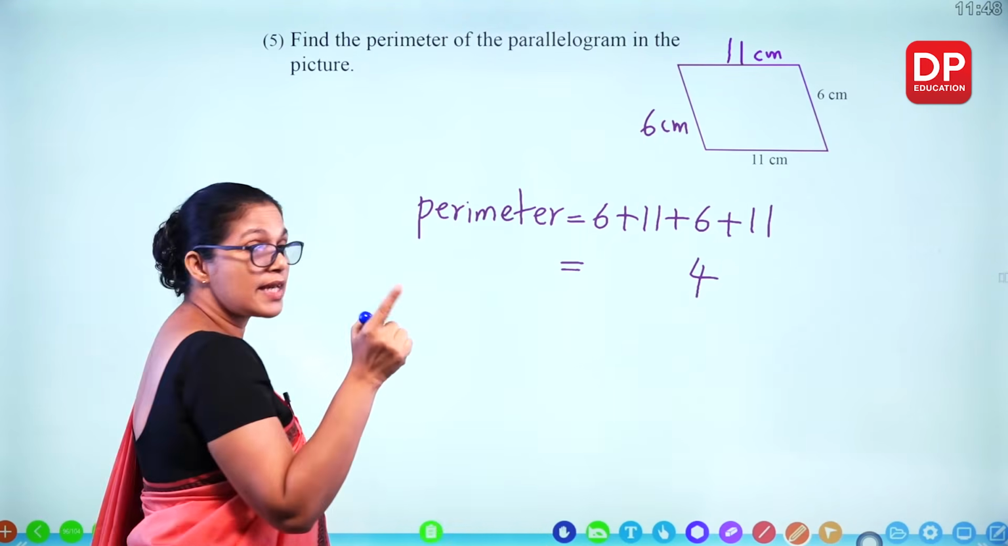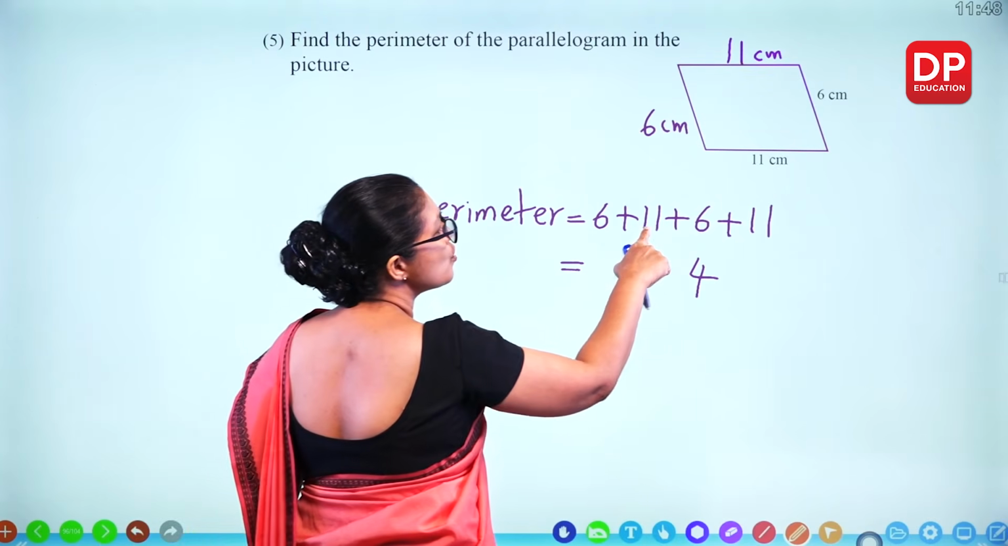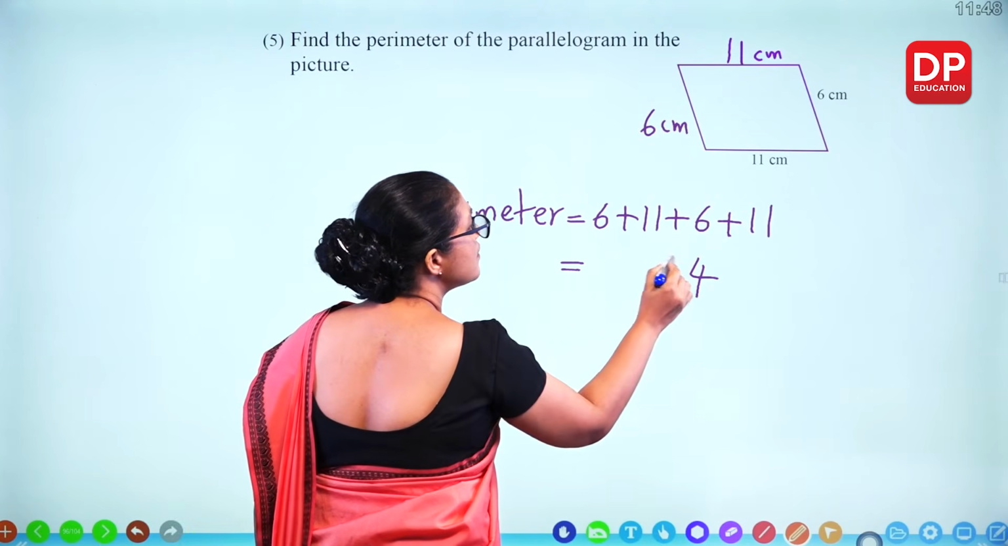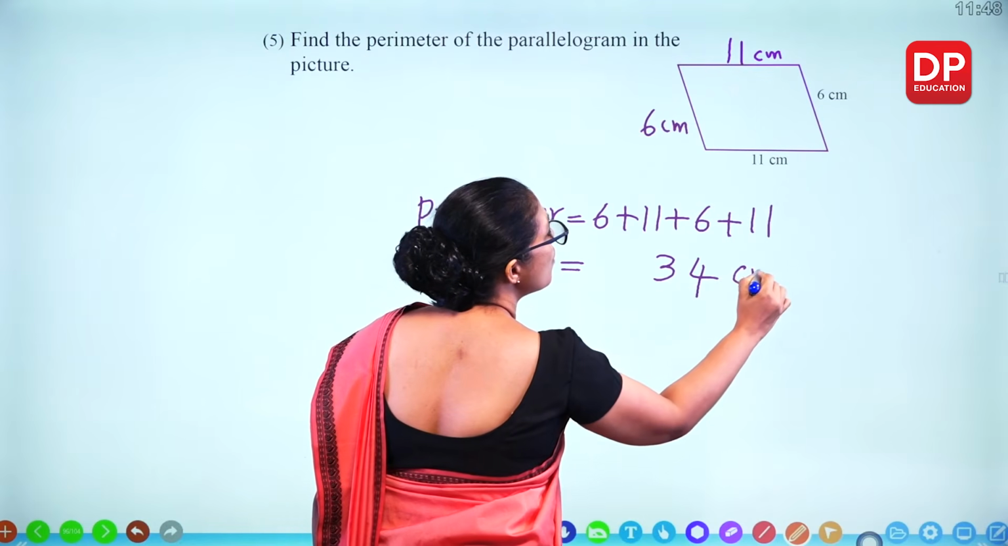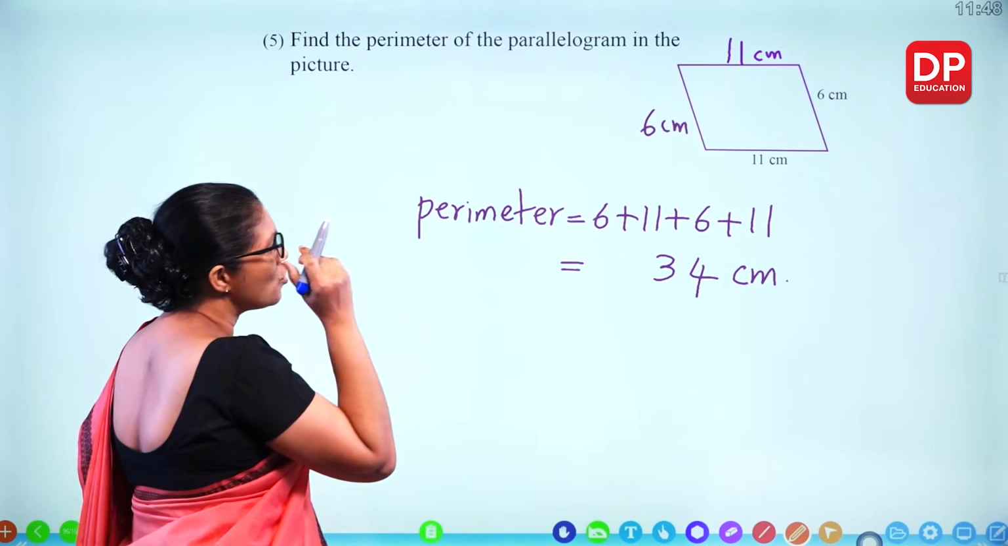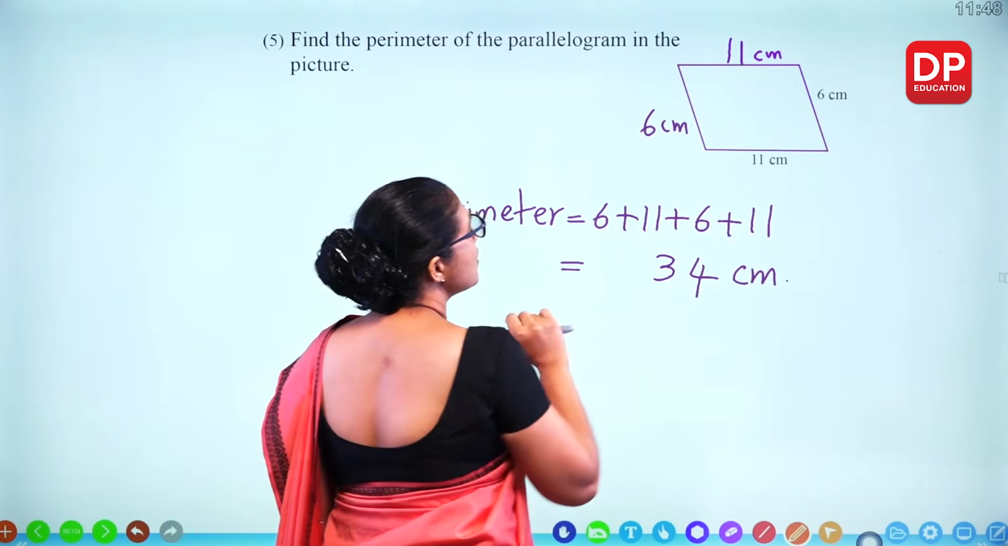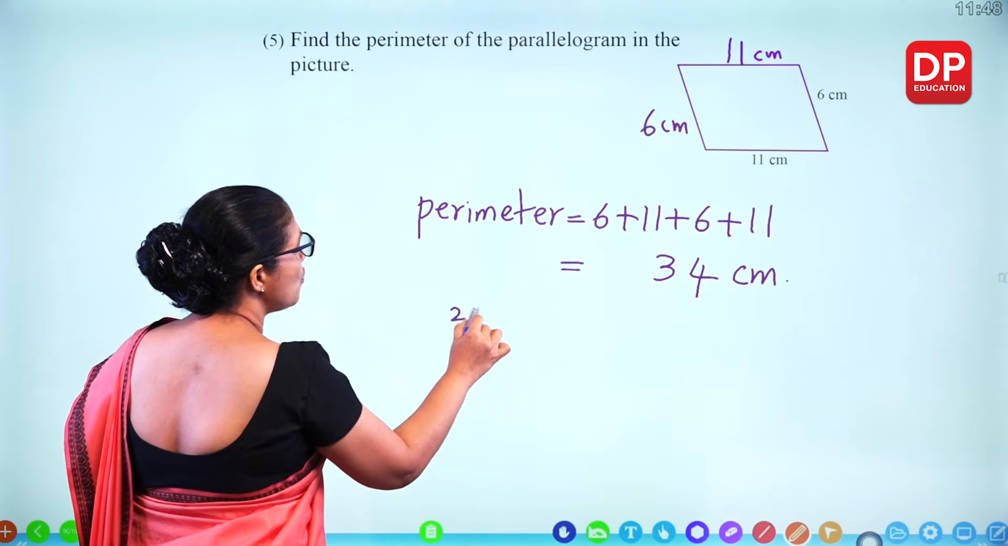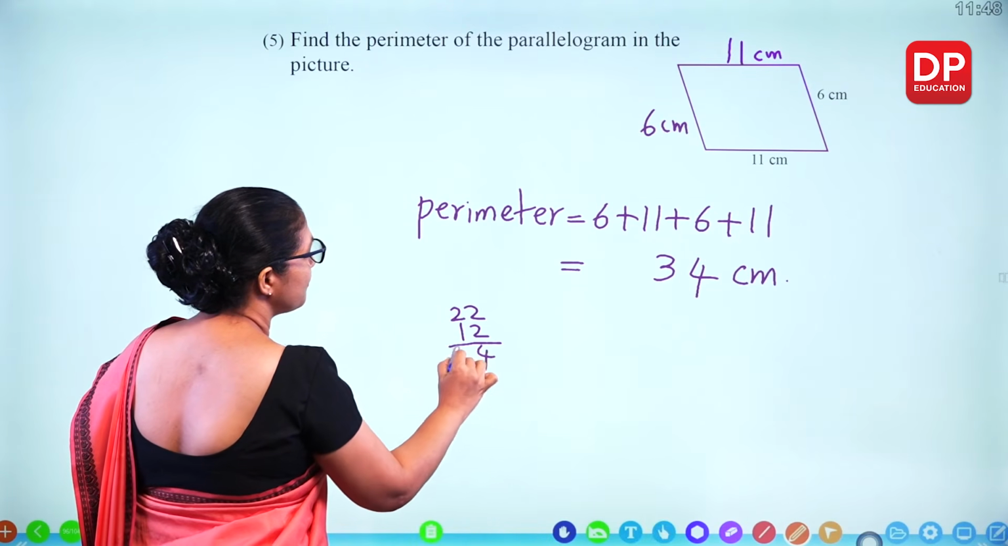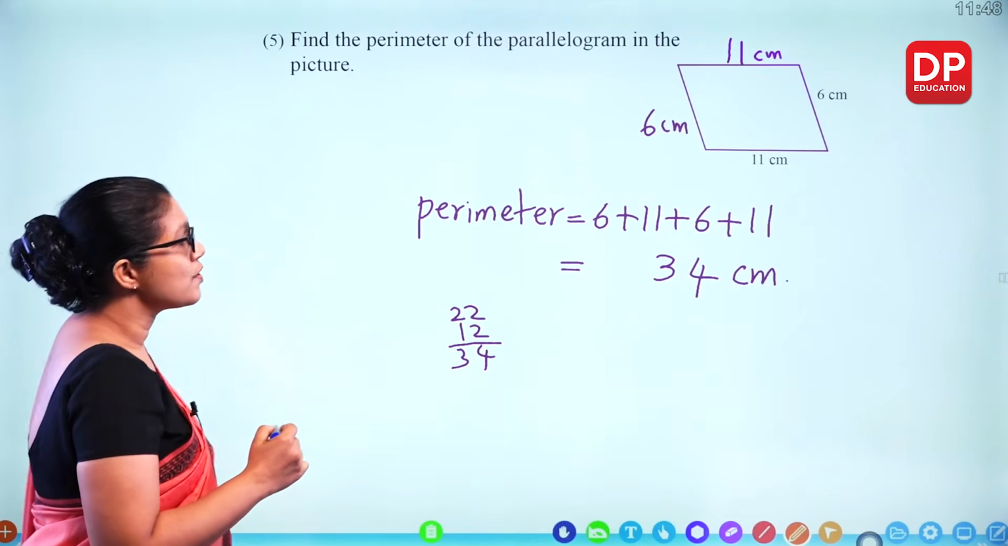1, you can take it here. 1 and 1, 2. 2 and 1, 3. So 34 centimeters. Again check. 11 and 11, 22. 22 plus 12, 34. So 34 centimeters.